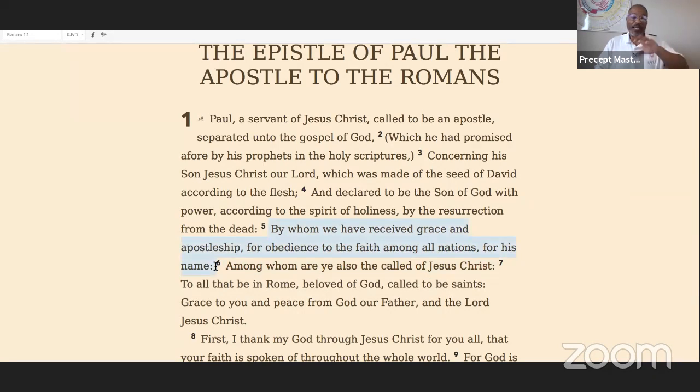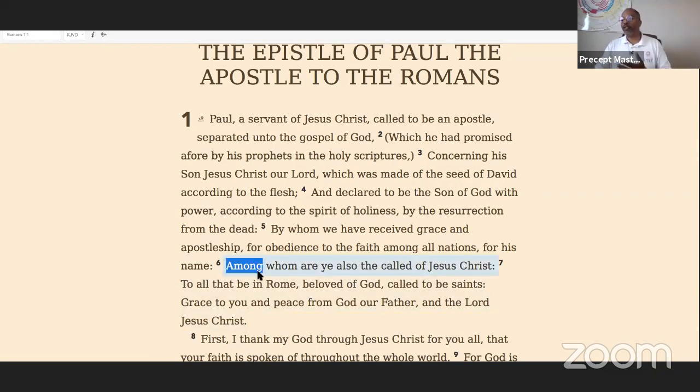For his name. Who are you called after? You're called after him. You're called Israel. For his name. So Paul is trying to persuade you. This is what he's doing. Paul is trying to persuade you into something. He's trying to get you to understand what is happening.